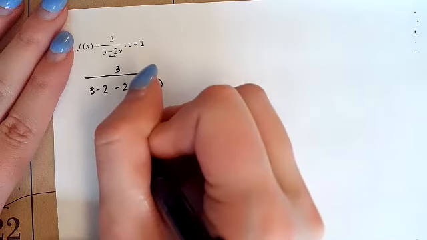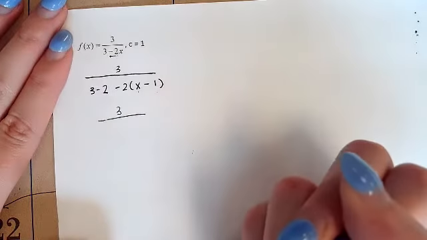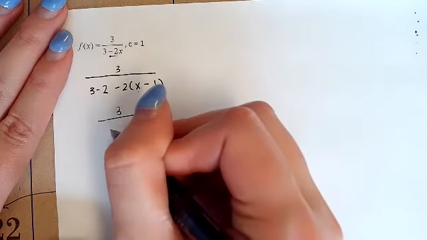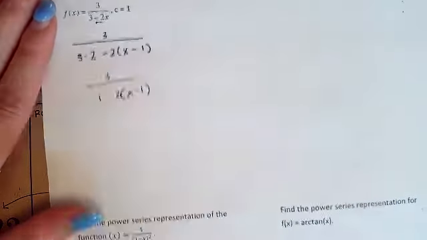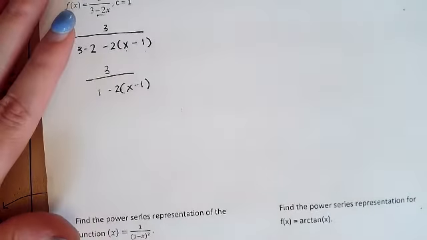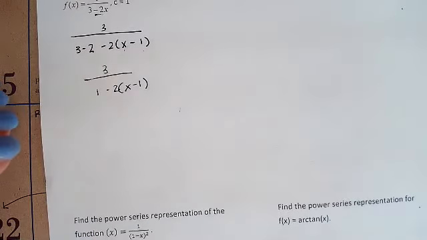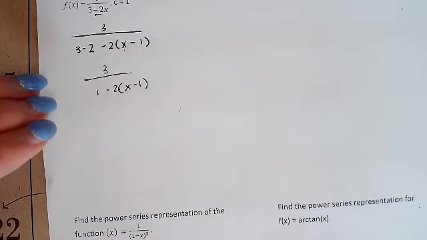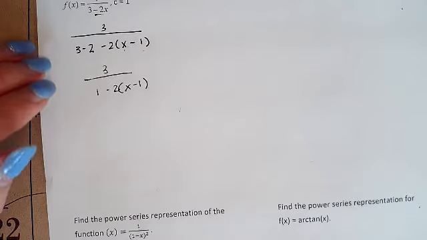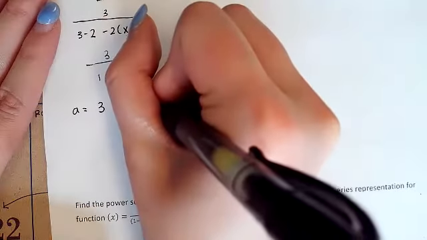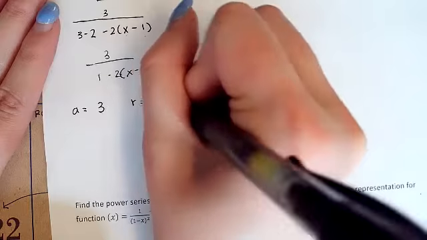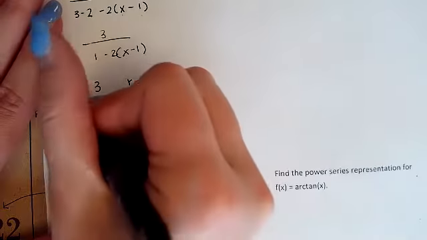So what does this now simplify down to? 3 over 1 minus 2 times x minus 1. Now, this is a little bit nicer than last time because we don't have to mess with having a 1 minus. It is already a 1 minus. But does it have to be one on top? No, because A on the top is just A. So now we can figure out what A is and what R is. A is 3, and R is 2 times x minus 1.